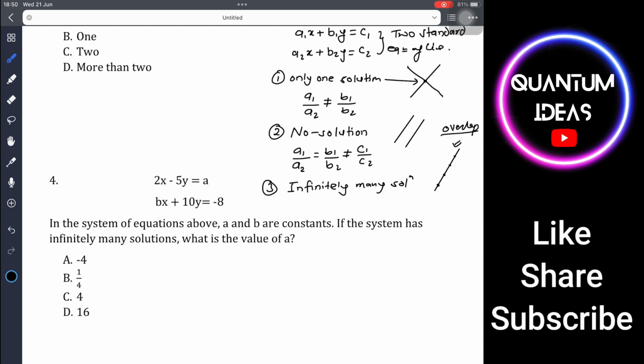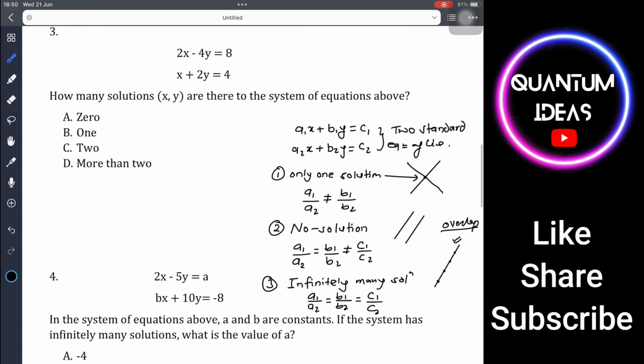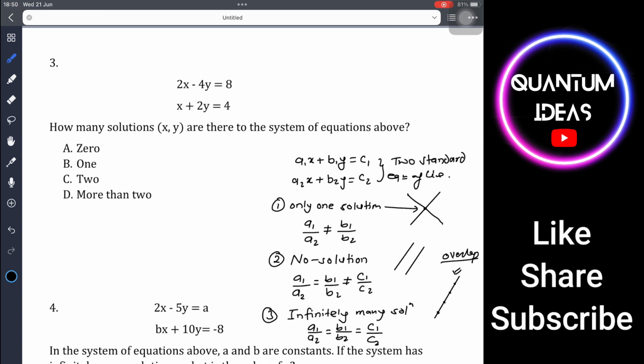In that case, we have a1 over a2 is equal to b1 over b2 is equal to c1 over c2. Okay, and you can see this video from the description box, or you can see the icon from the top of this video also. Okay, so let's find the solution to number 3.